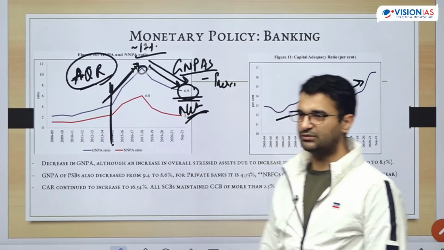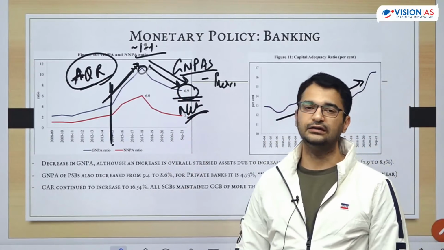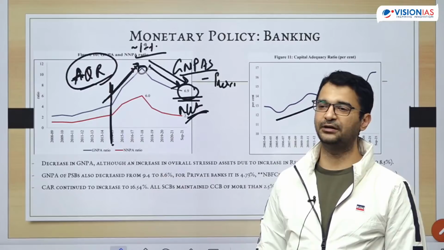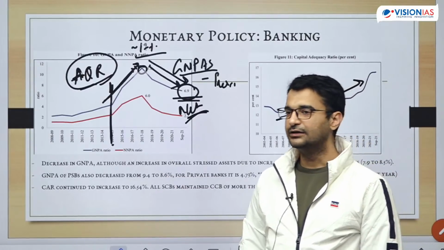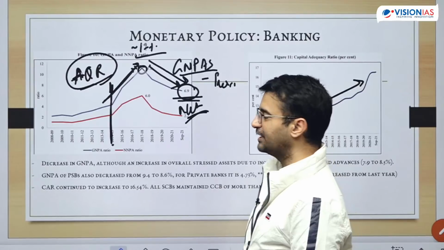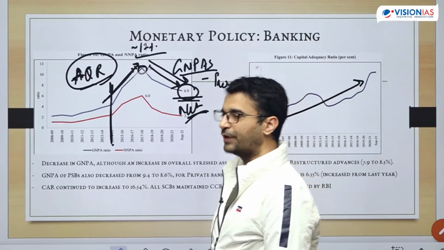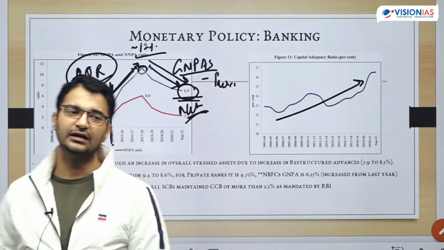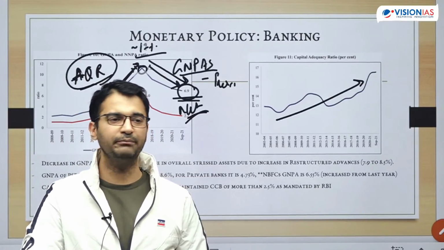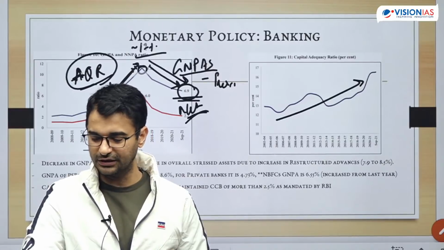In your exam, a question may be asked: arrange the following in the order of NPAs. You may have public sector banks, private sector banks, NBFCs. तो पब्लिक सेक्टर बैंक्स के एनपीएस सबसे ज्यादा हैं. NPAs of public sector banks are highest, NPAs of private sector banks are lowest. Between them are NPAs of NBFCs. नॉन बैंकिंग फाइनेंस कंपनीज, उनके भी एनपीएस होते हैं.